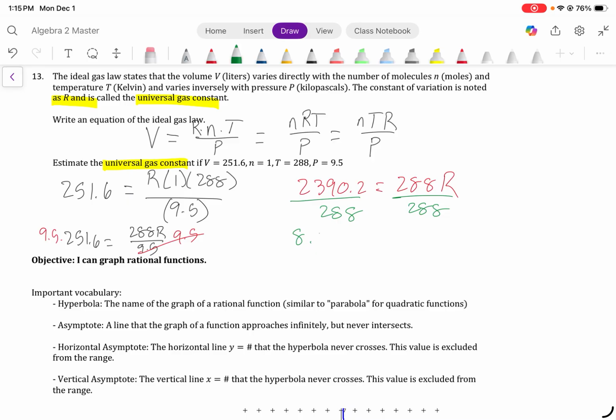And we get 8.299305556 in my calculator. Now it says estimate. I don't need to go out to this full thing. I'm going to say this is about 8.3. If I were to round to the nearest tenth, it would be 8.3. If I round to the nearest hundredth, it'd be 8.30. So 8.3 sounds like a great estimate for my universal gas constant.